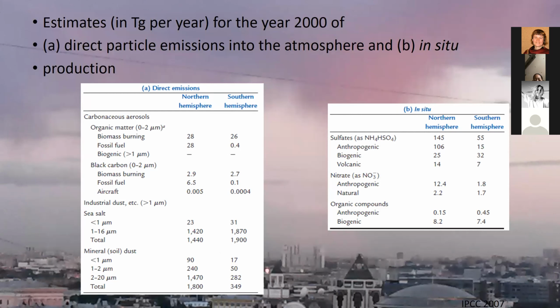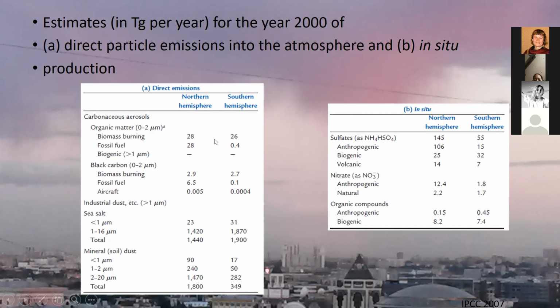Here are the direct emissions, or just the production, of aerosol of different origin within the atmosphere. And we can see here that, for example, over the northern and the southern hemisphere, the effect of the natural aerosol, like sea salt or mineral dust, is prevailing. Of course, these are very, very high emissions of aerosol.